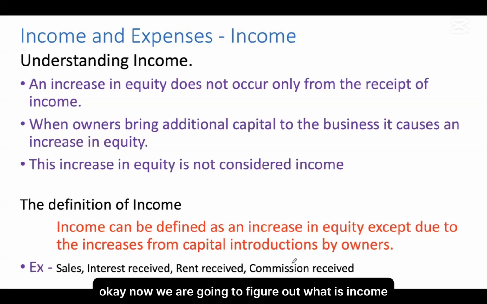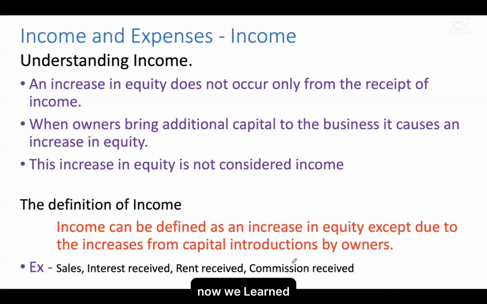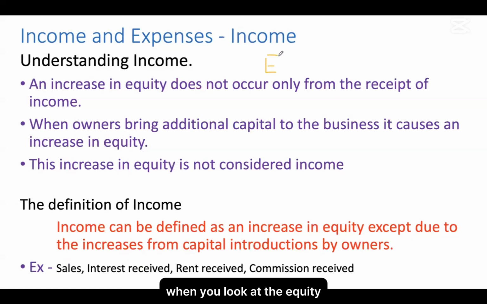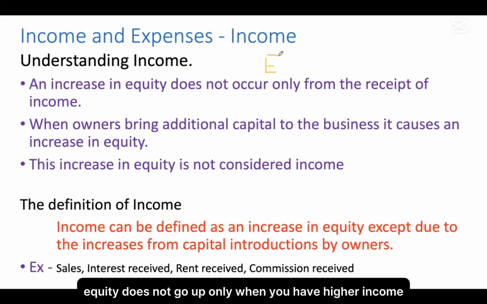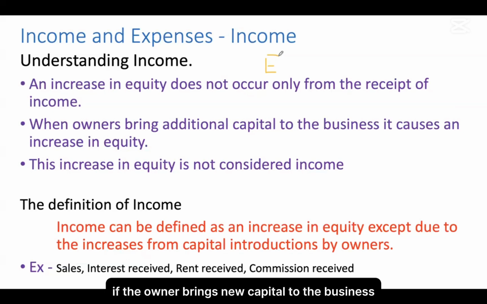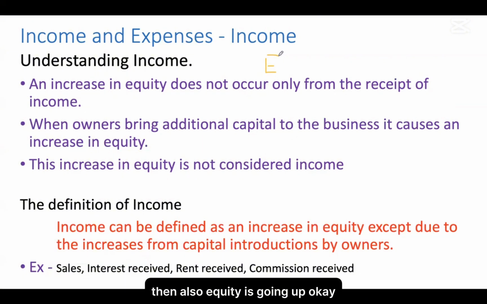Now we are going to figure out what is income. We learned that with income, equity is increasing, and with increasing expenses, equity is going down. Equity does not go up only when you have higher income. There is another case. If you introduce capital to the business, then also equity is going up. If the owner brings new capital to the business, equity goes up.